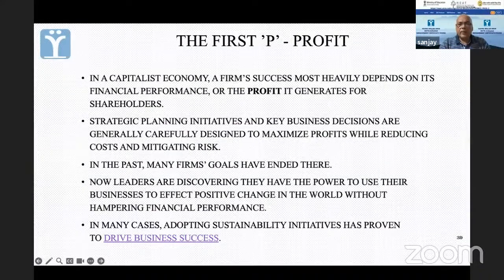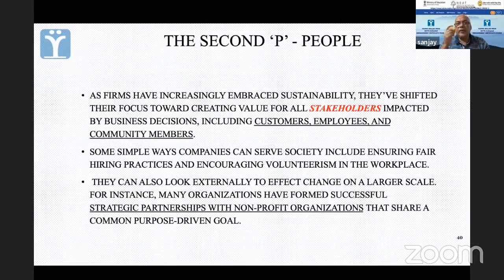But now what is happening is that you have to look after the environment also. You look after your people also. So that is your second P. You come to your second P, the people.